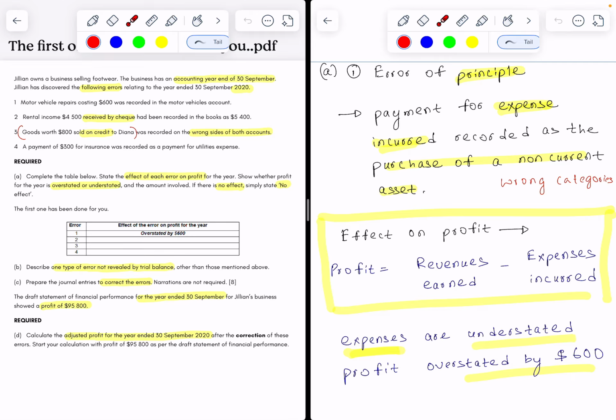Today we have got a practice question for the topic correction of errors. In this question, you will learn to identify the types of errors and also prepare the journal entries to correct these errors. You will also look into how profit is affected before the correction and after the correction.